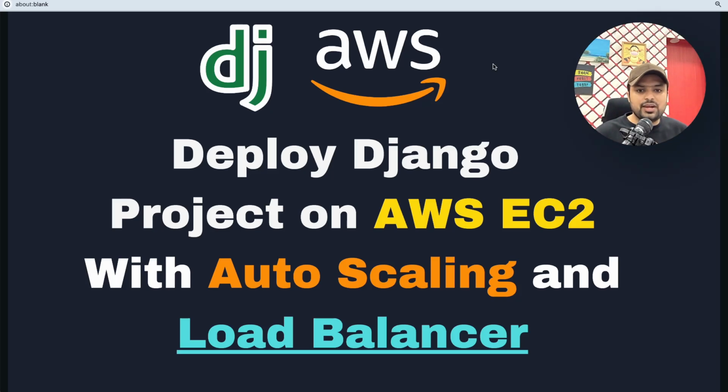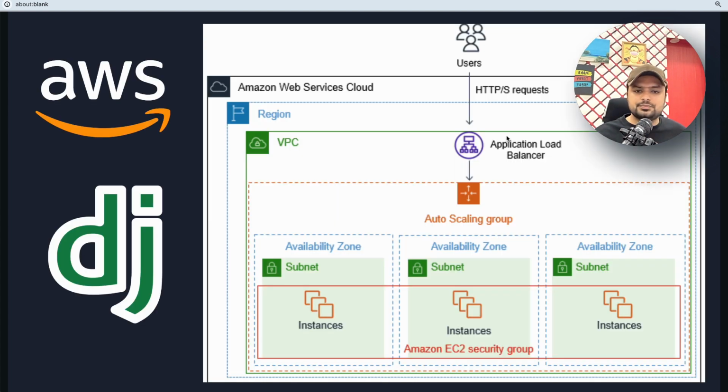In this video, we are going to cover a very interesting topic, which is deploying a Django application on EC2, but using auto scaling and a load balancer. Okay, so let's get started.